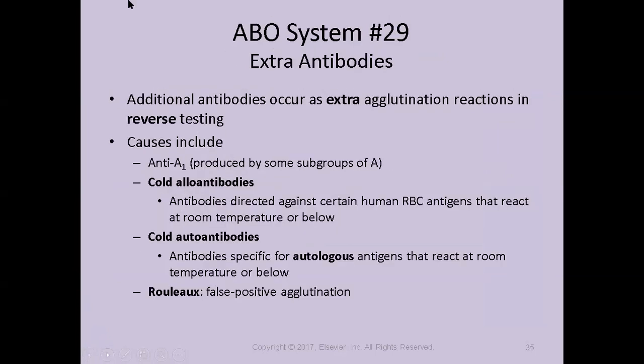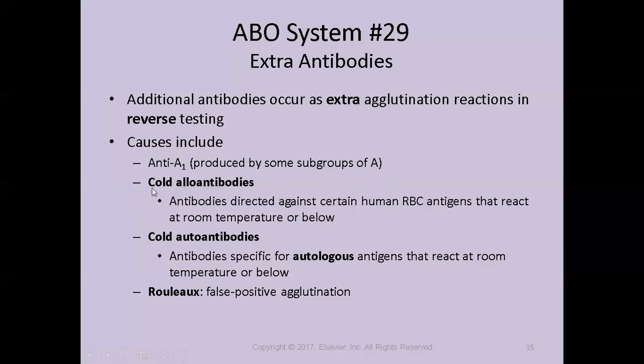Okay. So we're going to move on and talk about discrepancies that arise due to extra antibodies. So these are going to show up in our back typing or reverse typing. So we can have extra agglutination reactions in our reverse testing. So let's talk about some things. So first of all, let's say we have a subgroup of A that's not A1. Remember, the antigen structure is different, and so these subgroups of A can have a naturally occurring antibody against A1, and that could show up as, obviously, agglutination with A1 red cells.